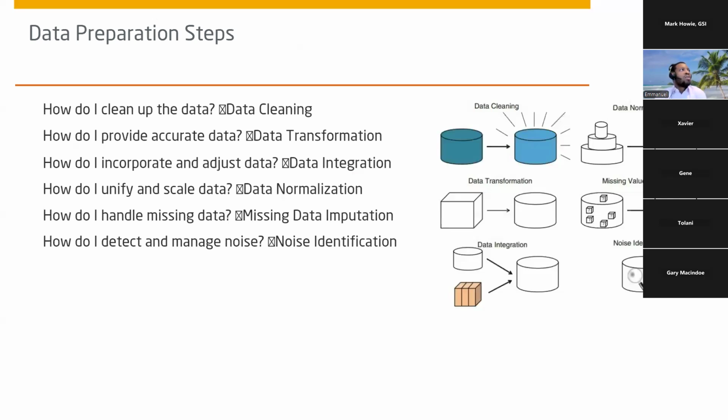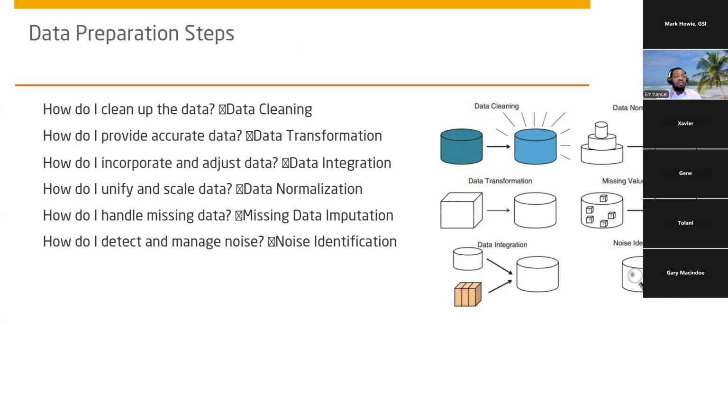So the next question is, what are the data preparation steps? I think it's somehow straightforward in data science. It's more like see and do. You see, how do I clean up the data? The step is data cleaning. How to provide accurate data? You do that when you are doing data transformation. And then how you can incorporate and adjust data, that's integration. Unifying and scaling data, that's normalization. And then how do you undo missing data? That is the one you do missing data imputation.